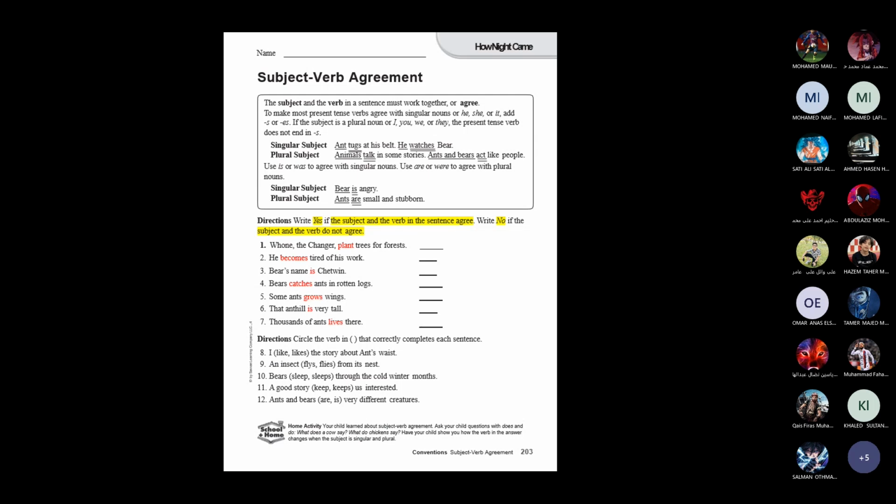And Muhammad Muawiyah, number 10. As you see, bears has S at the end, so the verb must be without S. Two S's, that means this is wrong. So bears sleeps is wrong. Bears sleep, without S. When the subject ends in S, the verb must be without S. Two S's in the subject and the verb, this is incorrect agreement. They are not agreeing. So you say bears sleep. S with the subject, so the verb will be without S. S with the verb, so the subject will be without S.